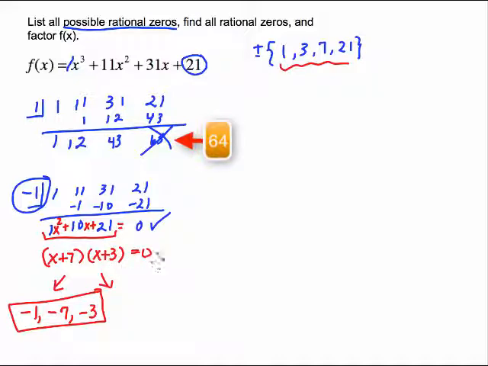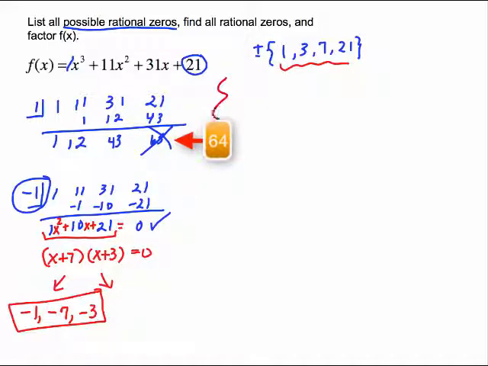Now, that's one way to go, and that is the process if your instructor does not allow you to use a graphing calculator for this kind of problem. If we had tried negative 1 and I had not gotten 0 right here, then I'd have to try 3. And if that had not given me a 0, I'd have to try negative 3, etc., etc.